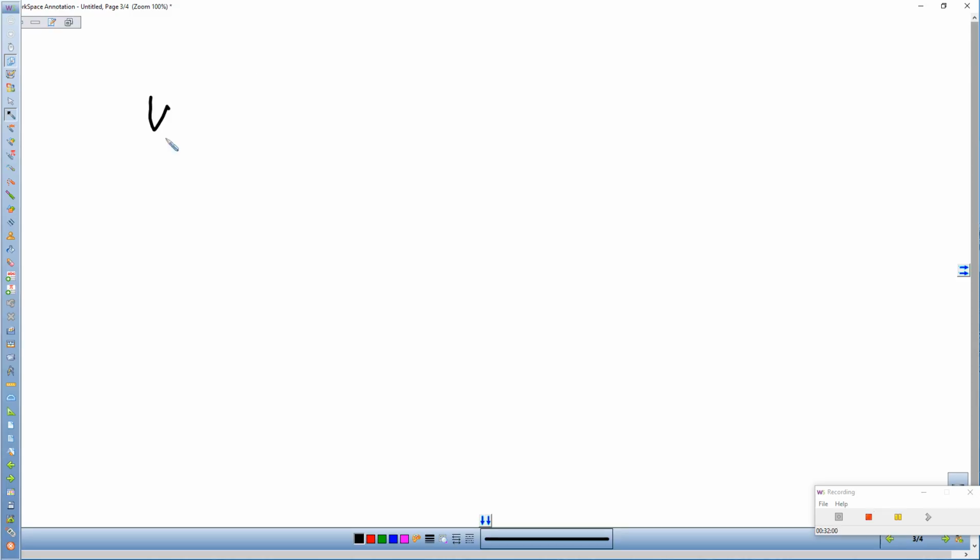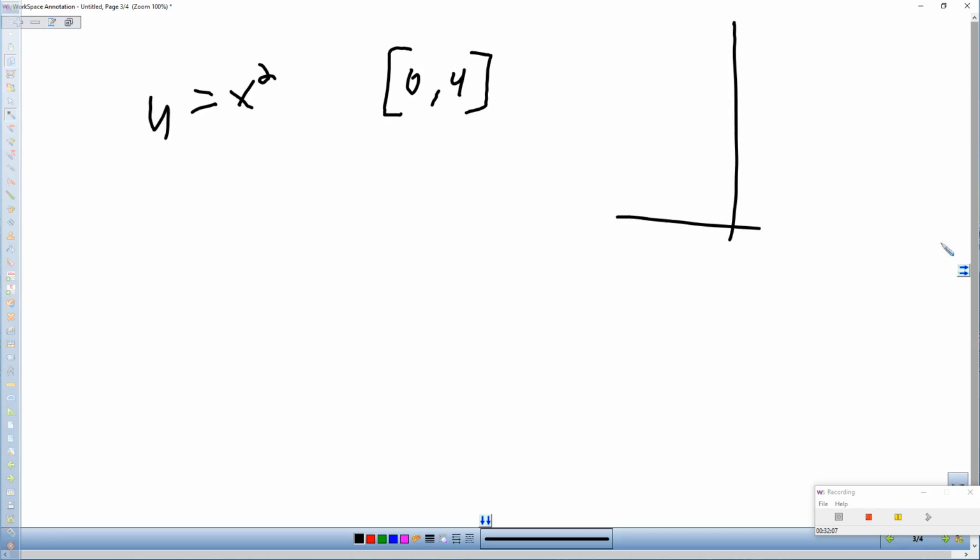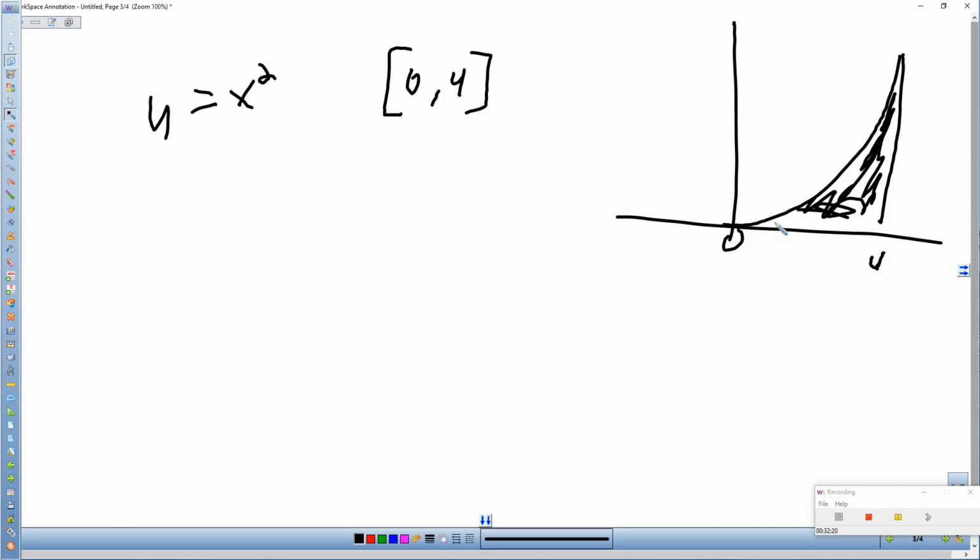Let's do this on y equals x squared from 0 to 4. Remember, this graph is going to look something like this. And we want the area of this, as this is 0 to 4. All of this, right? That's what we want. So, the integral from 0 to 4 of x squared dx. Okay, then look at more details.